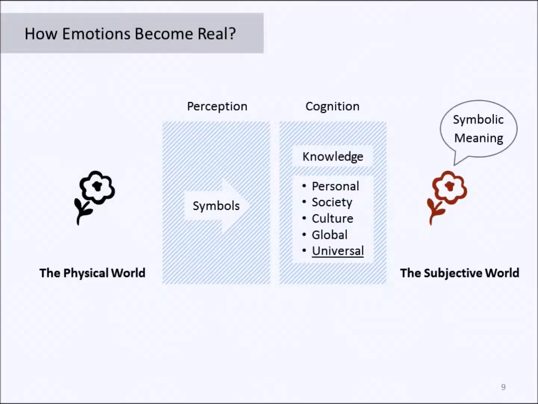It turns out that knowledge can be broken down to several levels, including personal, social, cultural, global, and also universal. We know that personal knowledge is deeply influenced by the society we live in and also the culture we live in. We can also see the global trend keeps changing people's lives over time. But it is more interesting to ask, is there any knowledge that is universal across time and culture?